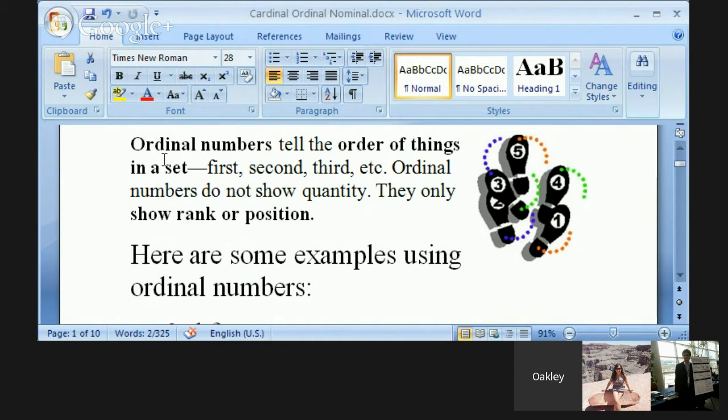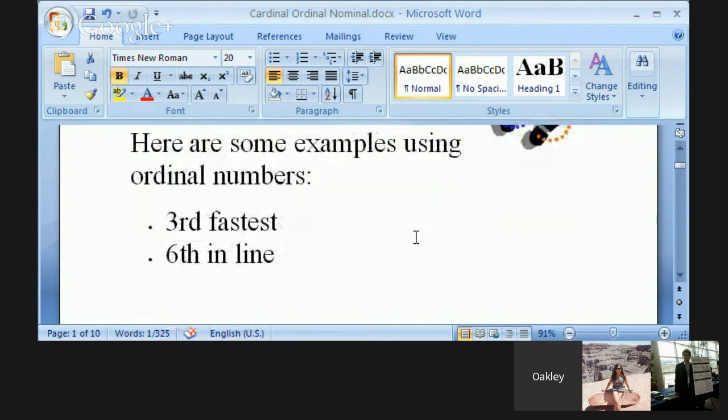Now let's talk about ordinal numbers. Ordinal, just remember order. Ordinal numbers give us the order of numbers in a set, first, second, third. They can show rank or position. So third fastest, he was the 6th in line waiting for tickets. Artemis, you're the 2nd in class so far. That's an ordinal number.